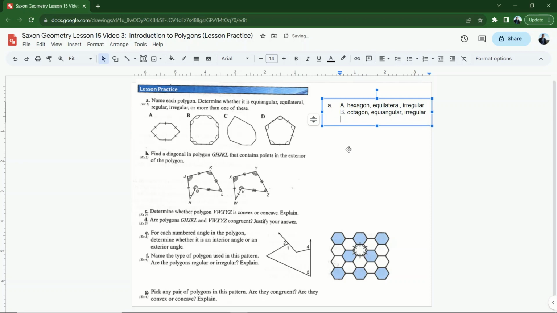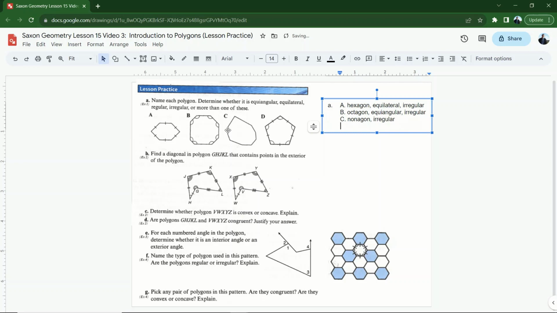Okay, letter C. Oh, this is going to be hard because some of these sides are hard to see. 1, 2, 3, 4, 5, 6, 7, 8, 9. Let me just double check. 1, 2, 3, 4, 5, 6, 7, 8, 9. So this is a nonagon. All right, and it's not equiangular, it's not equilateral, it's just irregular.